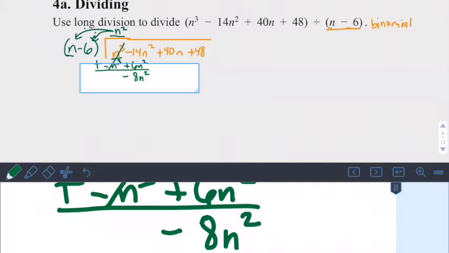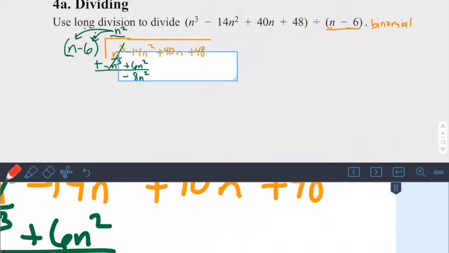Now, this is an extremely easy thing to screw up. There's a lot of little pieces here. Like the first time I did it, I forgot to put negative 8 and I put positive 8, and that screwed the whole thing up. So just be very careful. On all the problems I'm going to give you on 4a and b, they're going to work out with no remainder. So now I'm going to bring down 40n like we did from before.